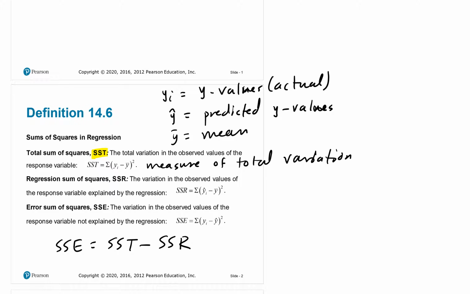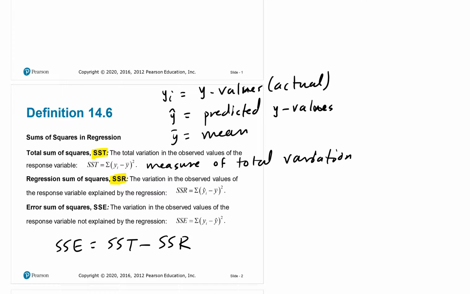We have another term called the regression sum of squares, SSR. This gives us the variation in observed values of the response variable explained by the regression. The formula uses not just yi but yi hat, the predicted values: the difference between the predicted values and the mean, squared, and sum all of them up.